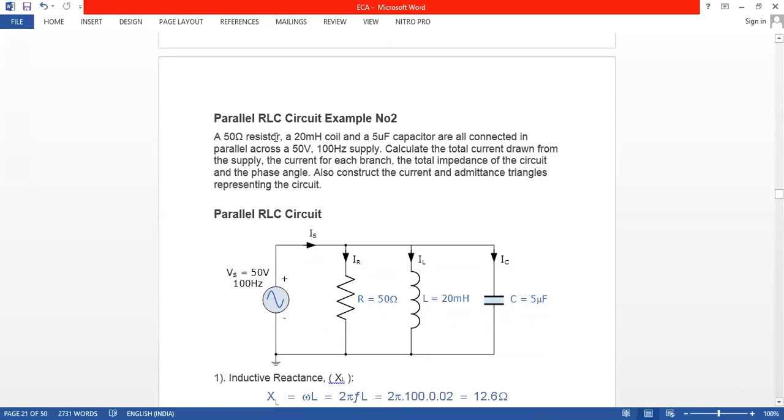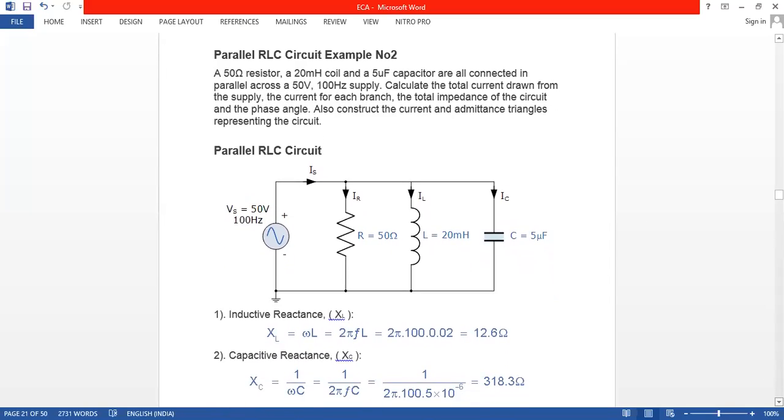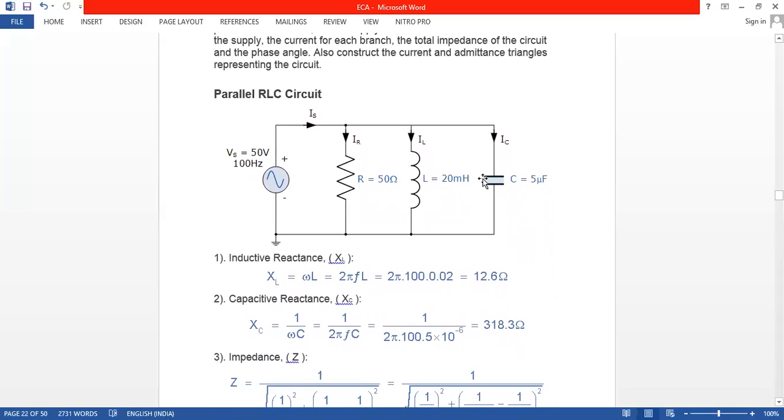A 50 ohm resistor, 12 millihenry coil (coil means inductor) and 5 microfarad capacitor are connected in parallel across a 50 volt, 100 hertz supply. Frequency is 100. Calculate the total current, current for each branch, total impedance, and phase angle theta. So no need to construct anything. First we have to draw whether it is series or parallel. They have given the parallel circuit with the values. You must draw this particular circuit.